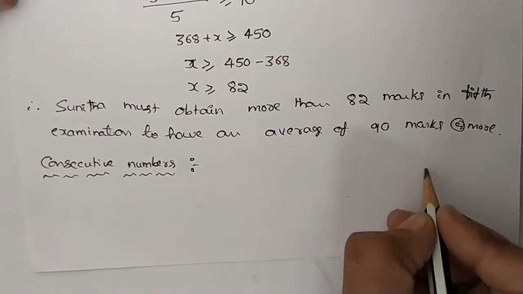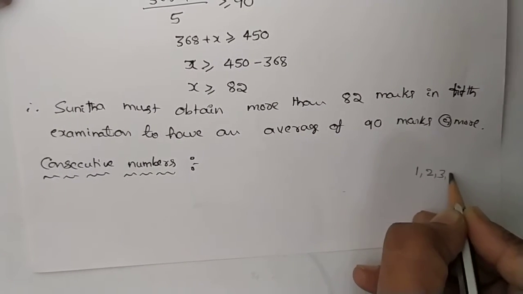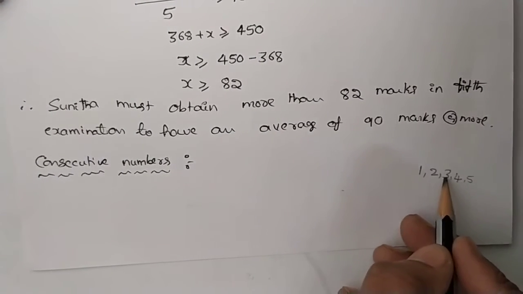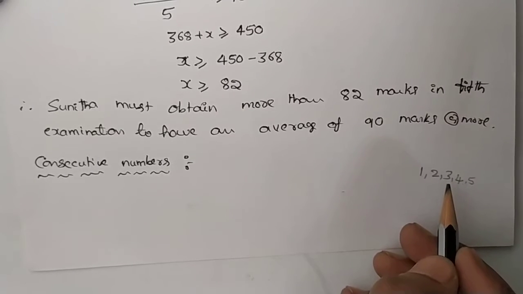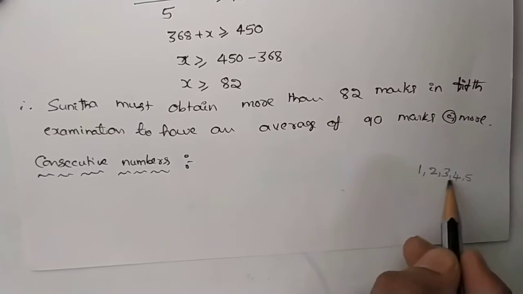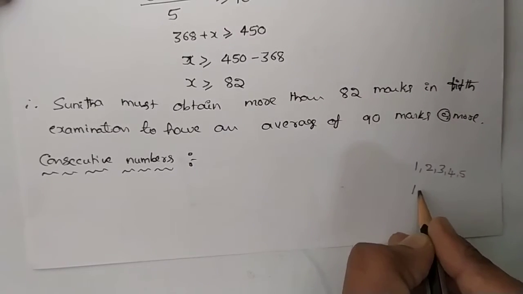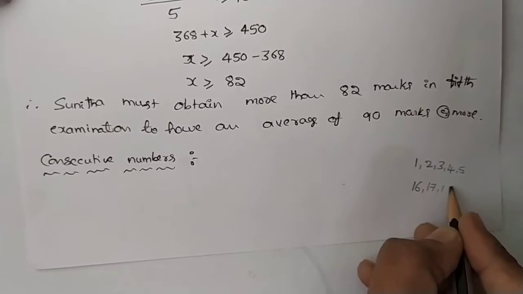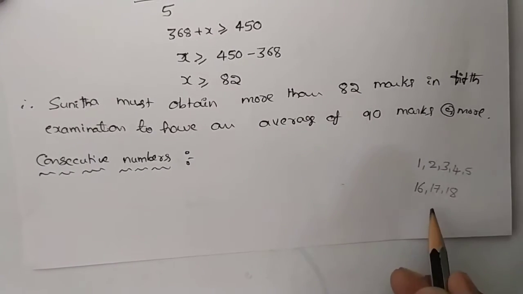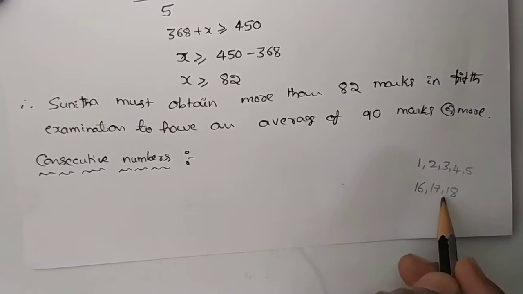Suppose we have a series like 1, 2, 3, 4, 5. Consecutive numbers are nothing but continuous numbers. So here we have 1, 2, 3, 4, 5. Therefore, 1, 2, 3, 4, 5 are consecutive numbers. Let us take one more example: 16, 17, 18. Are these consecutive numbers? Yes, these are consecutive numbers.